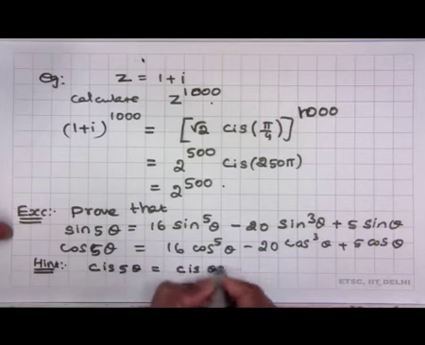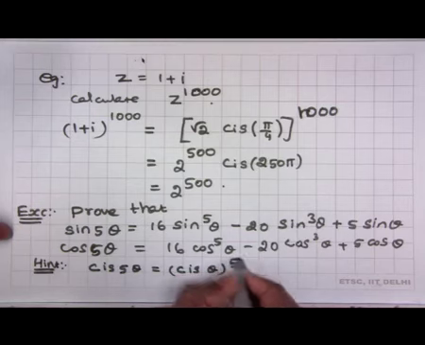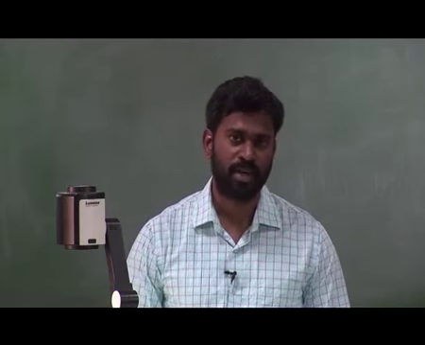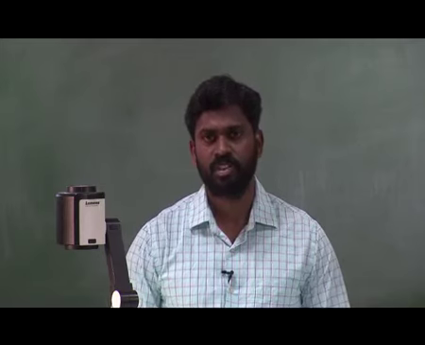cis theta power 5. In this lecture we discussed the polar representation of complex numbers, and we observed that multiplication becomes simple if we use the polar representation, and in the next lecture we will discuss further results on this.